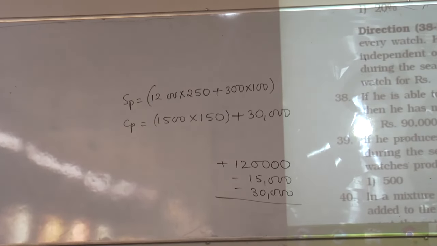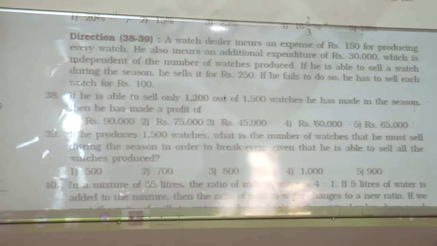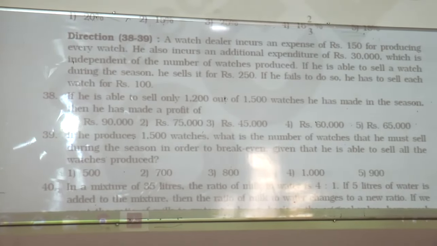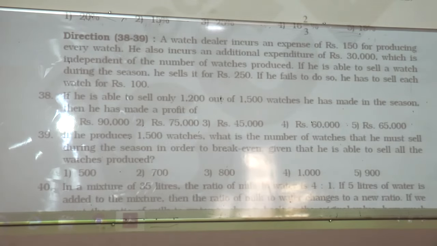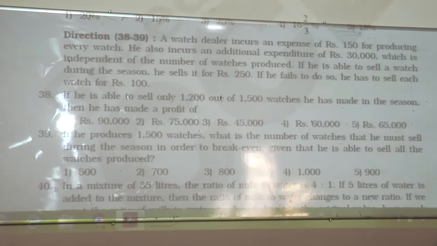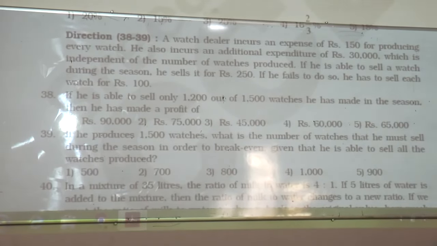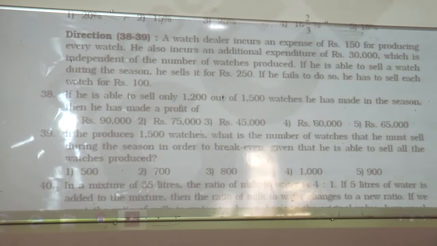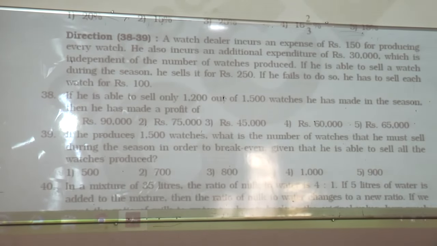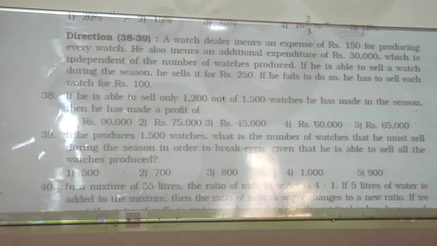Next, 39. If he produces 1500 watches, what is the number of watches that he must sell during the season in order to break even? Break even is the point where cost price will be equal to selling price. No profit, no loss. NPNL case. Given that he is able to sell all the watches produced. Right.